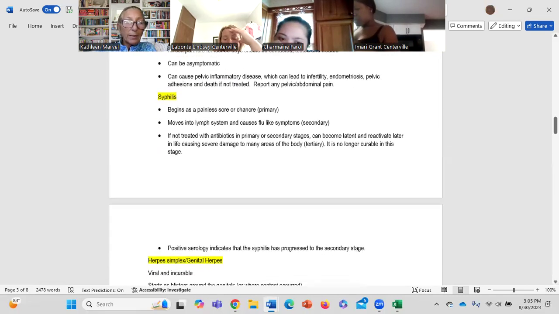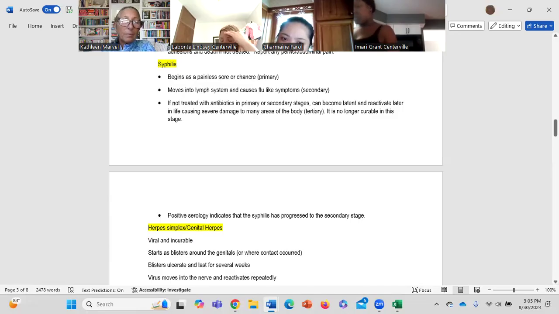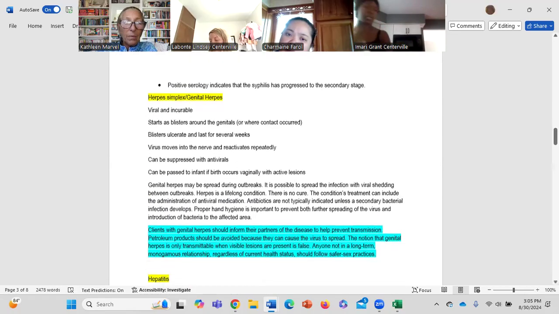What does syphilis look like? It begins as a painless sore or canker, then moves to the lymph system. If not treated with antibiotics in the primary and secondary stages, it becomes latent and can reactivate later. It has to be treated in the primary and secondary stages.